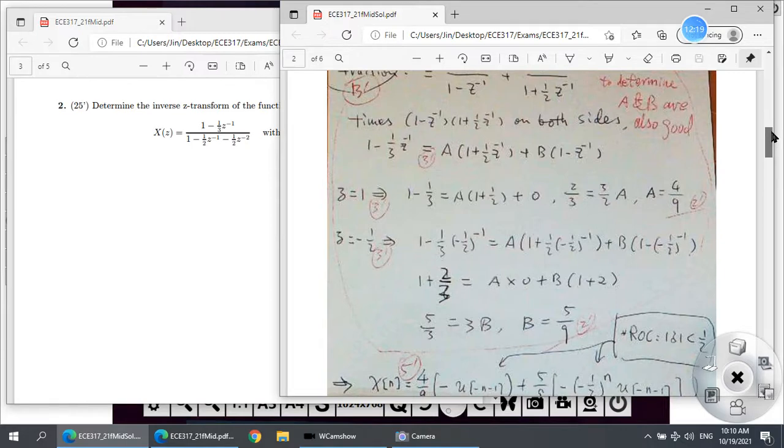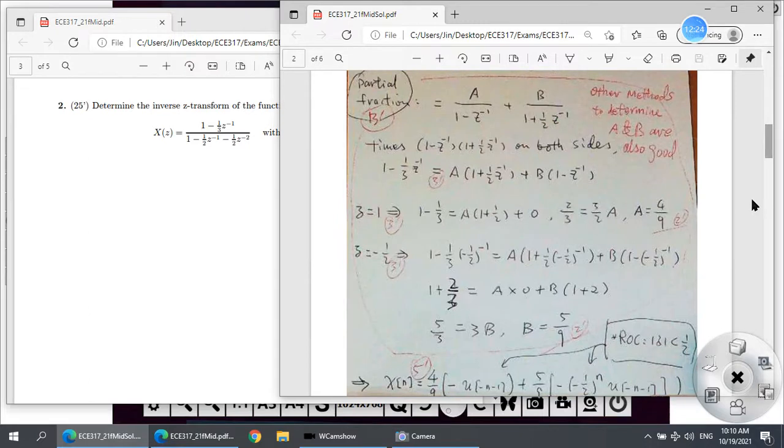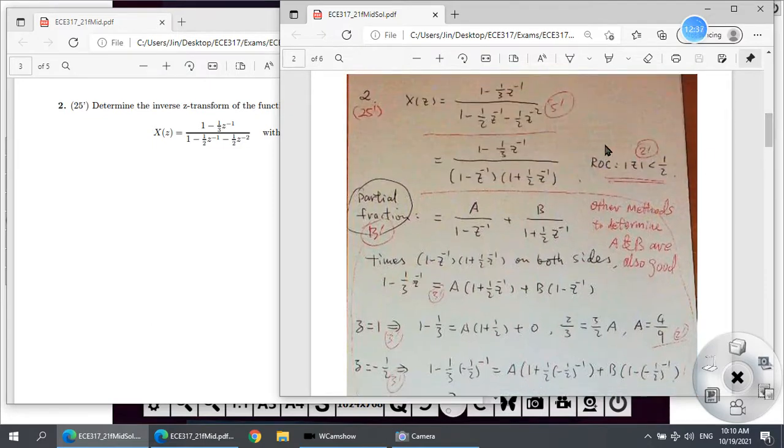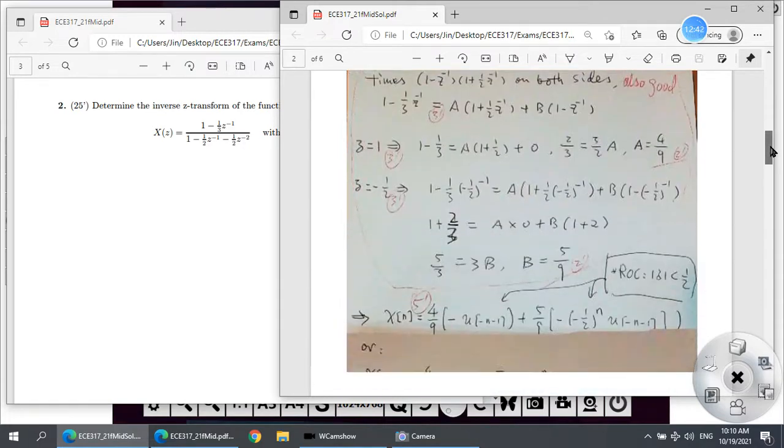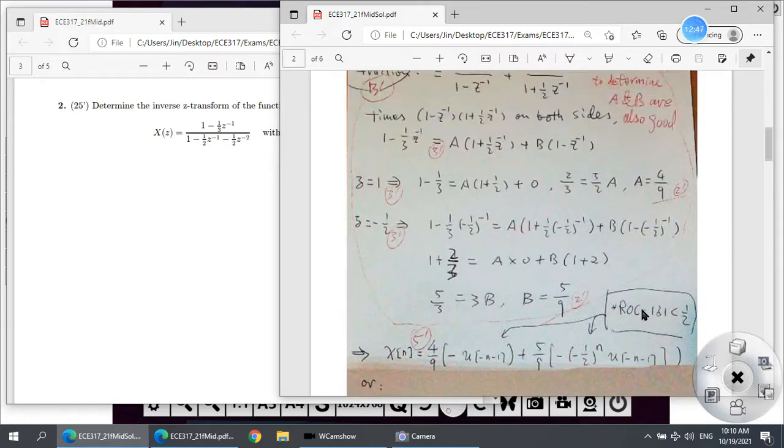Like this, right? A over 1 minus z to the -1. And I said you need to use the ROC, z smaller than 1/2. You should mention, because of this one, you can have these two. If this is a different ROC, here will be different. Now it's smaller than 1/2, so smaller, right? So u should be in the negative side.